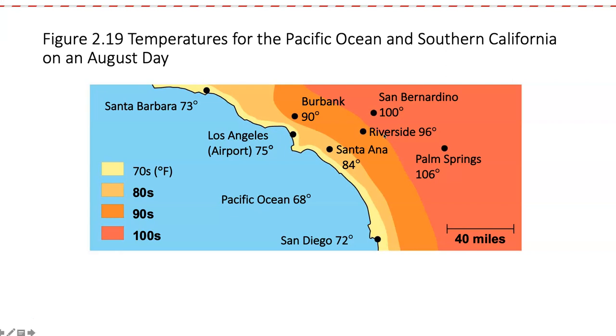Okay, so we were talking about specific heat of water. As you get farther and farther away from the ocean, the less you're affected by that specific heat. And so it gets hotter and hotter and hotter until you get into the desert of Palm Springs and San Bernardino.